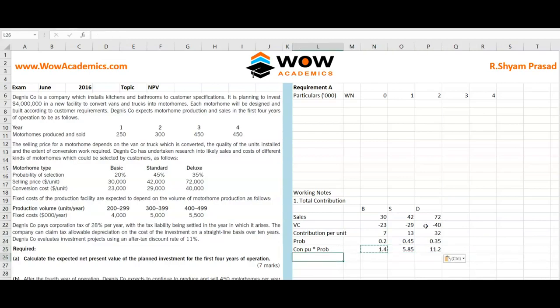Okay, so now you will get the total contribution. So now you will get the total contribution here, and that would be an addition of all these numbers. So sum. So it's 18.45. Take it as per unit. It is still in per unit.